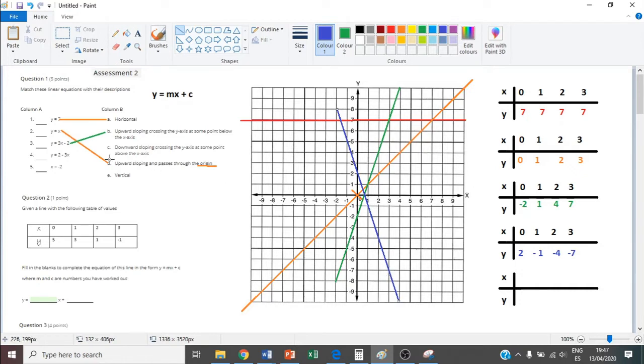So let me draw that line over here. This is a downward sloping line crossing the y-axis at some point above the x-axis. It has a y-intercept of 2. And this last one, well, it's the only one left. It must be this vertical line here.